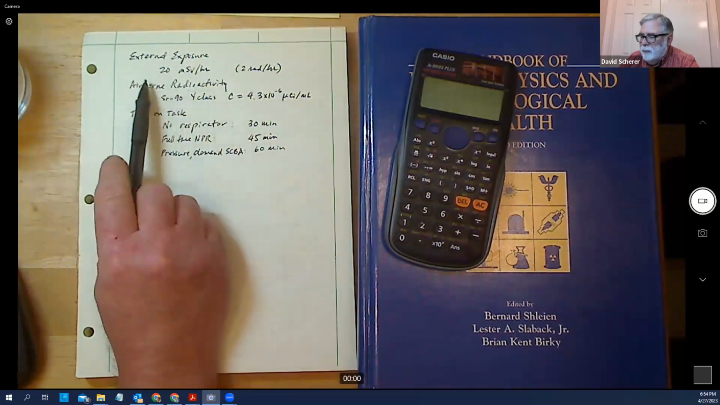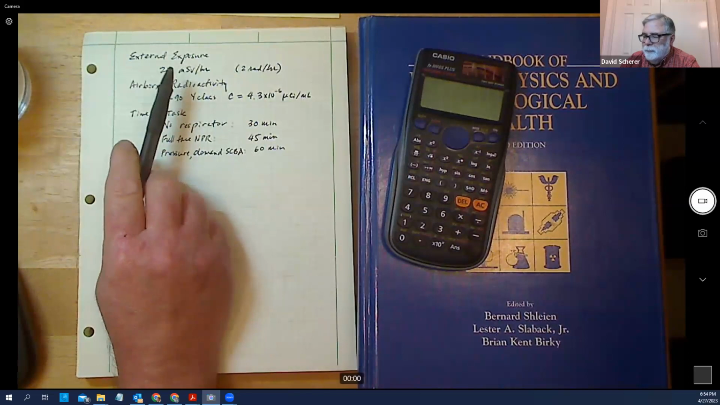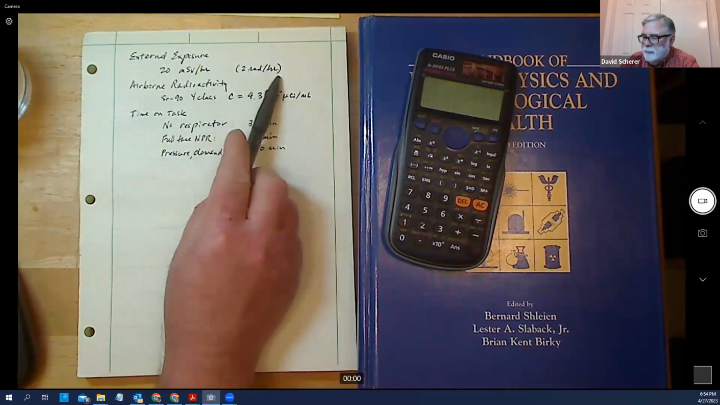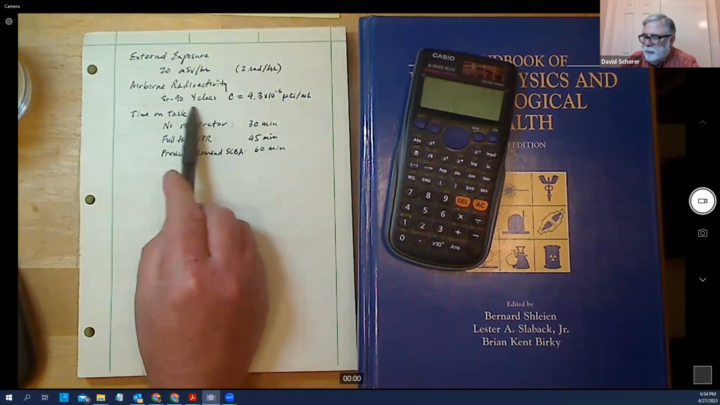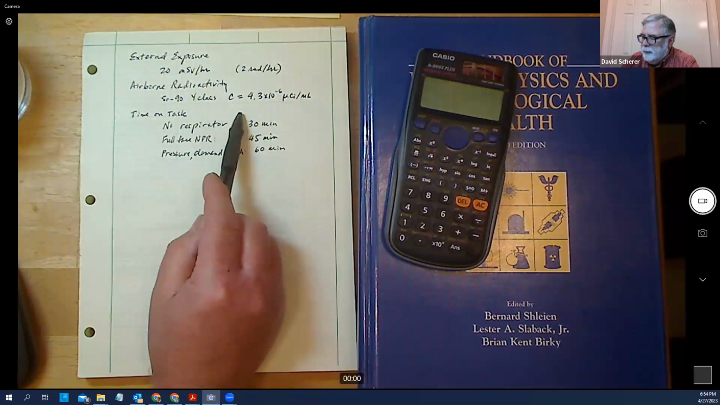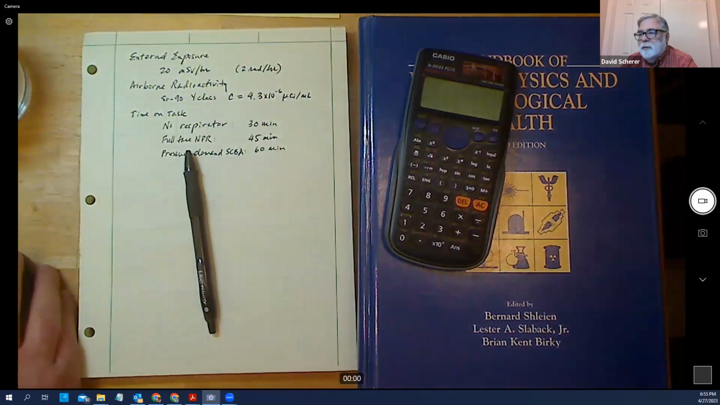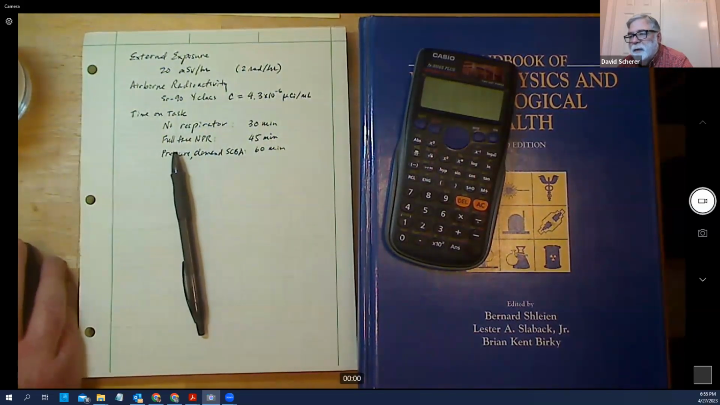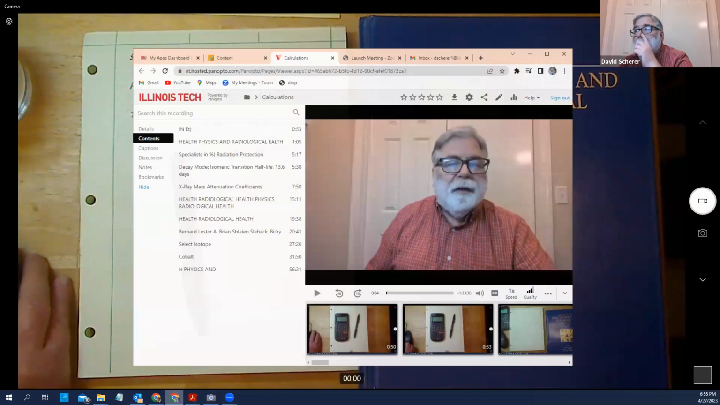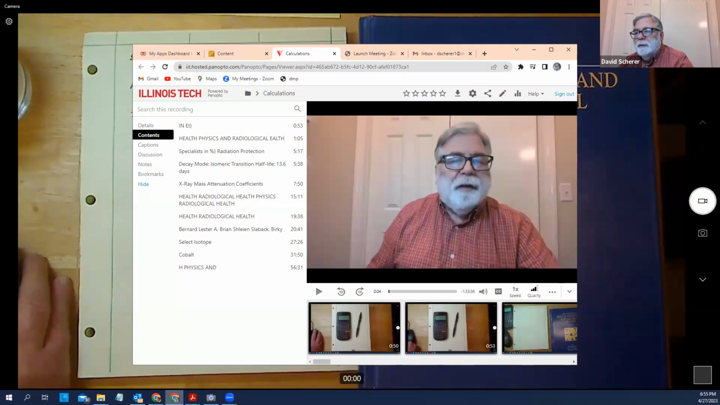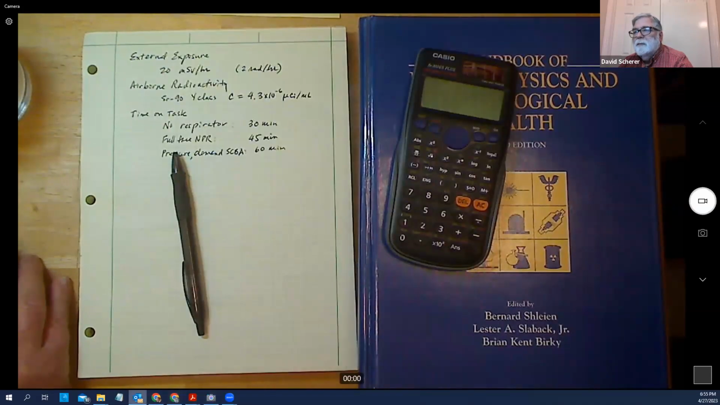Here's a problem. We have a problem with external exposure, 20 millisieverts per hour, 2 rads an hour, and airborne activity. I'm going to say that this is Y class strontium-90. And so let's see if I can find it here. I think it's here. It's not there. It's here.